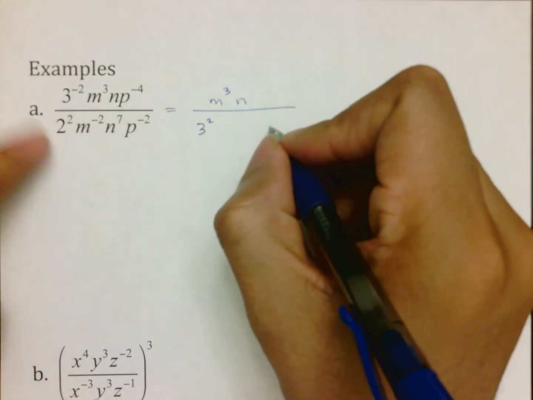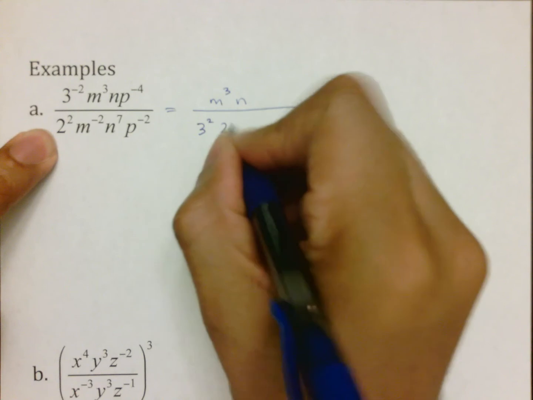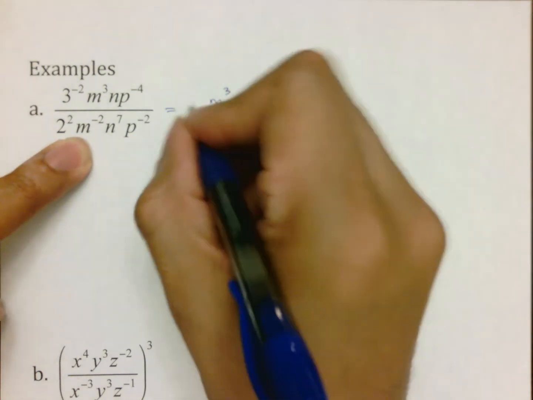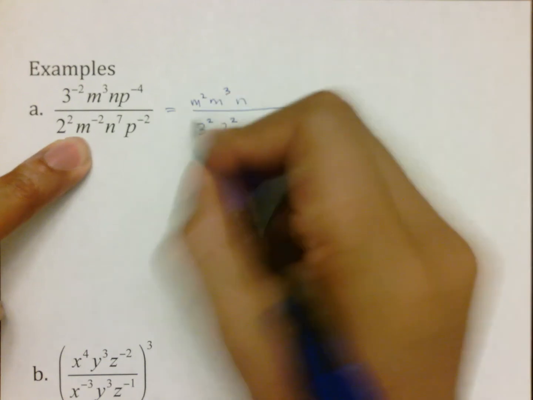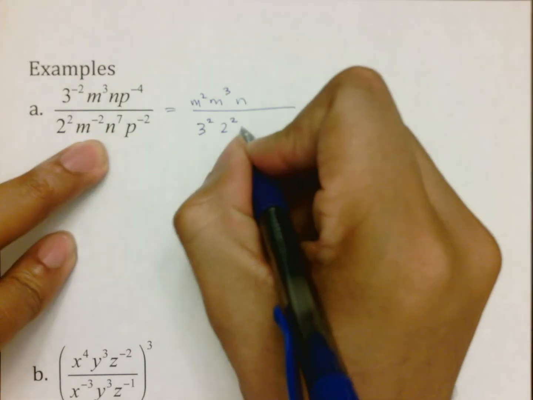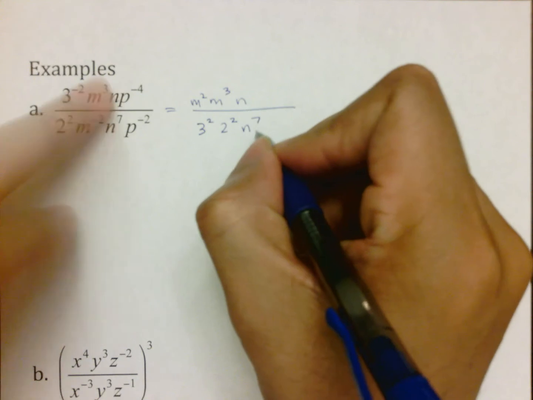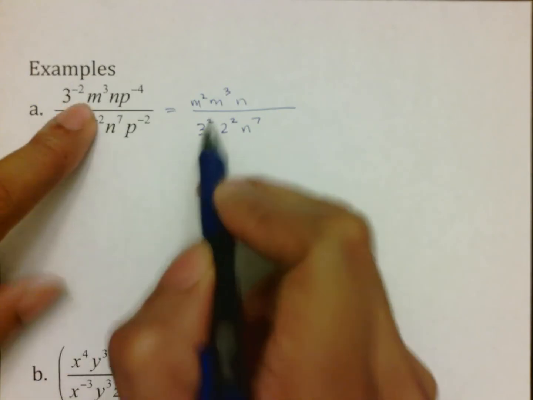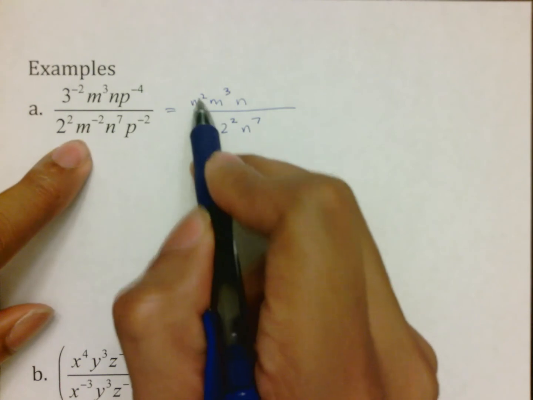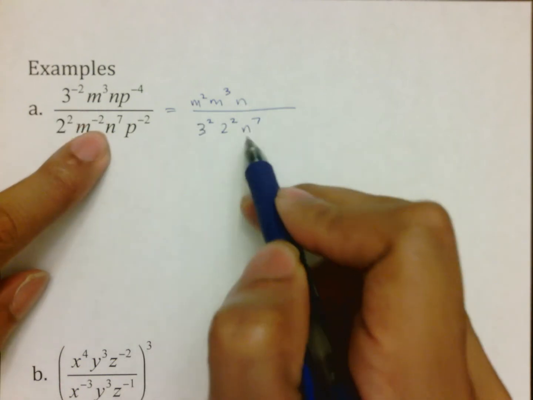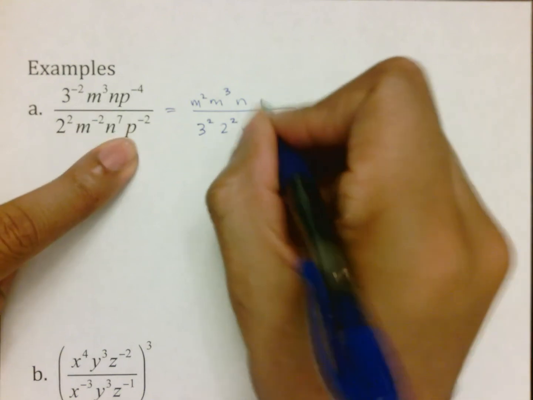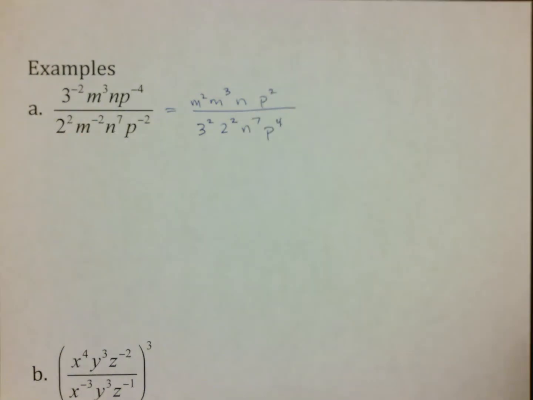We'll worry about that in a second. The 2 squared also stays down here. M to the 2nd moves up, so I actually want to move that up here as close to M as I can. N to the 7th stays down here, and again, here's where the p's come in. So again, 3 squared is down, 2 squared stayed down, m to the third stayed, m to the second moved up, n stayed, n to the seventh stayed, p to the fourth moves down, and p to the second moves up. Again, make sure you follow that and that you know why all these numbers are where they are.